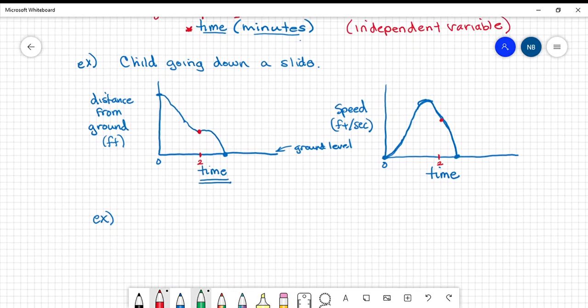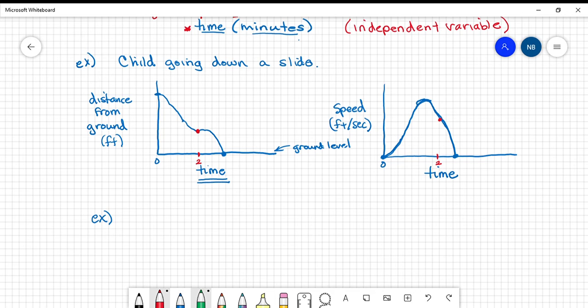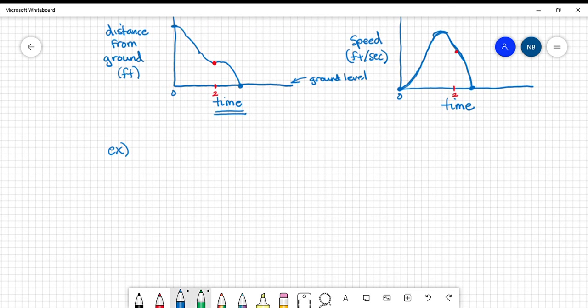Same thing with both of these slide graphs. Time is independent. We don't control time. It is what it is. It just keeps on ticking. The distance from ground depends on how much time has gone by. Once you kick yourself down that slide, time is in charge. You're going to go down the slide, and gravity, I guess you would say. Same thing with speed. At a particular time, you're going to be going at a certain speed. So the passage of time results in different speeds because you're at different places on the slide.